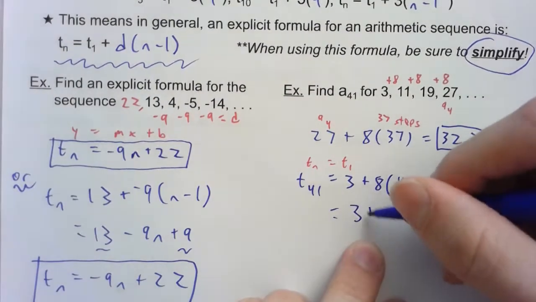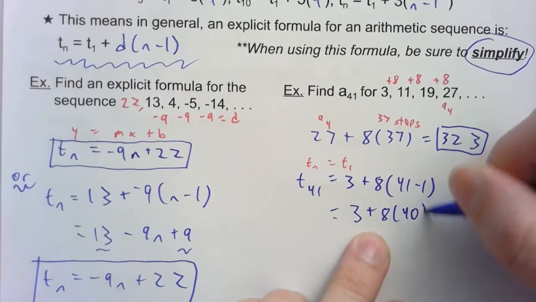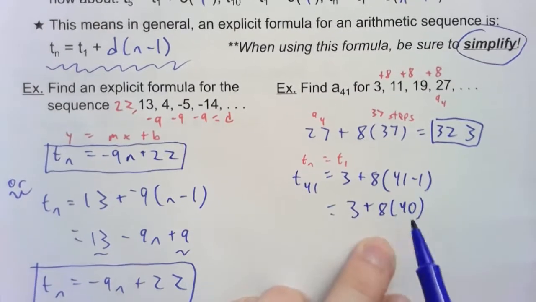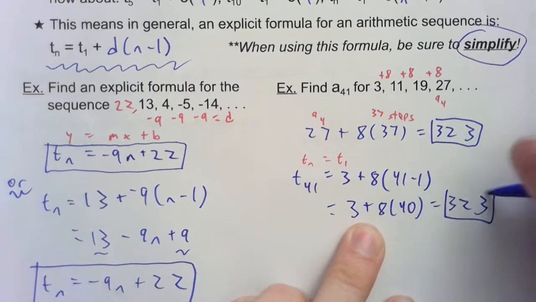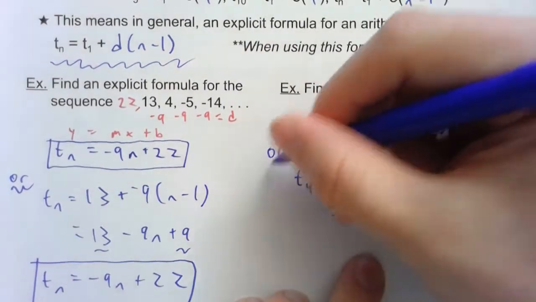So we've got 3 plus 8 times 40. That one's a little bit easier to do without a calculator. 320 plus 3, 323. Okay. So a couple different ways to think about that.